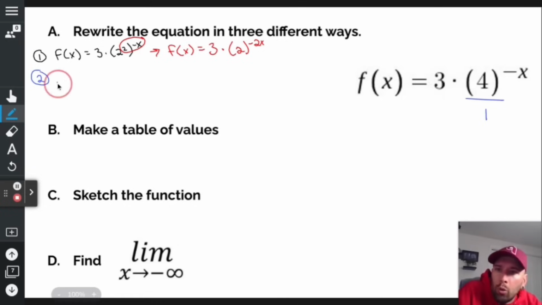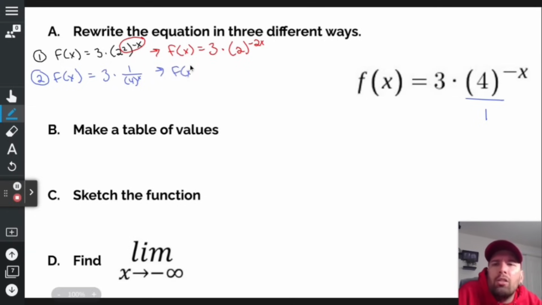So if I wanted to, I can now turn this into 3 times, move the whole thing to the other side of the fraction bar and make the exponent positive. So 1 over 4 to the x. And when I put that all together and make it look a little bit prettier, I can do f of x equals 3 over 4 to the x. So that's just another option that I can use.